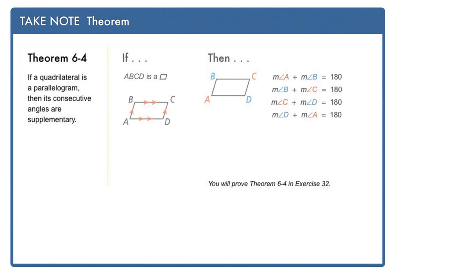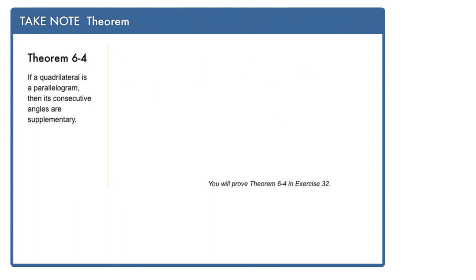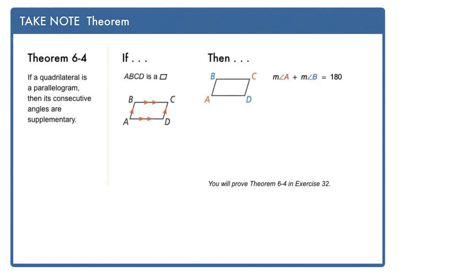Theorem 6-4 states, if a quadrilateral is a parallelogram, then its consecutive angles are supplementary. So in the diagram, if ABCD is a parallelogram, then the measure of angle A plus the measure of angle B equals 180, as does the measure of angle B plus the measure of angle C, the measure of angle C plus the measure of angle D, and the measure of angle D plus the measure of angle A.